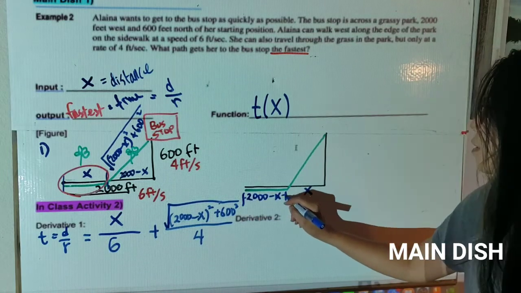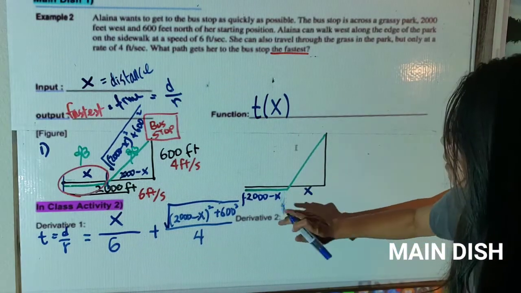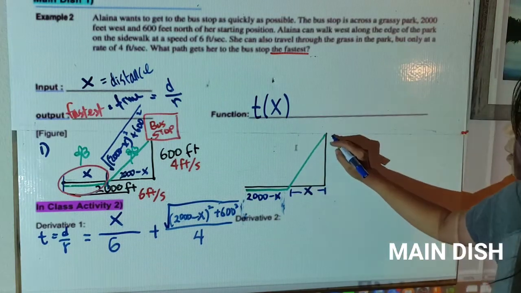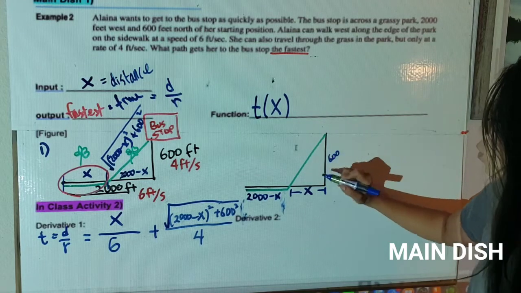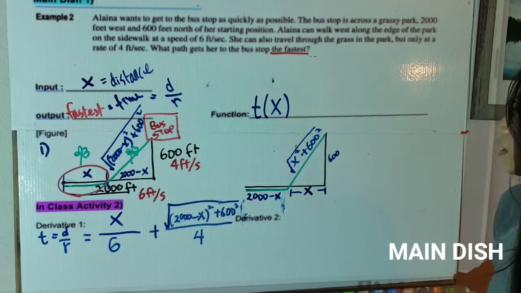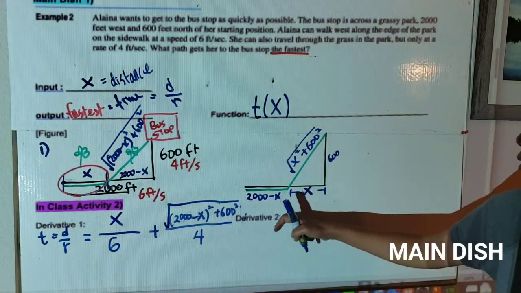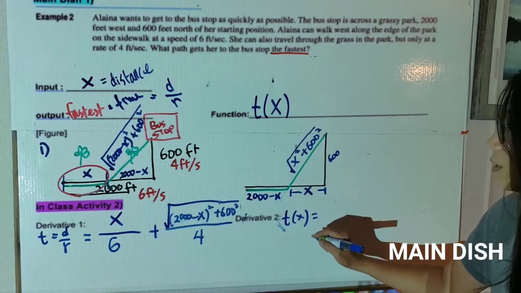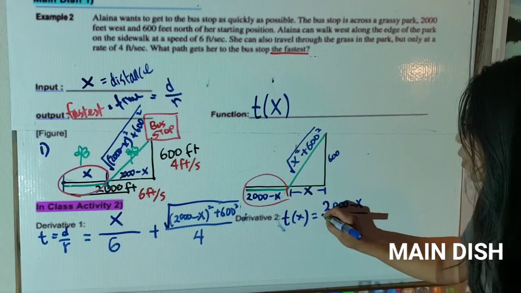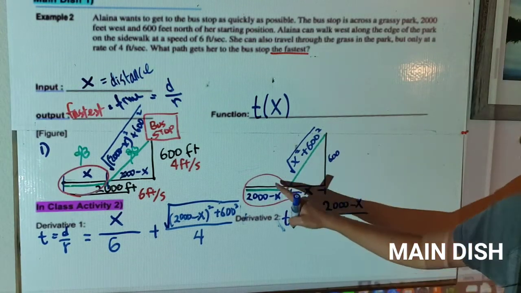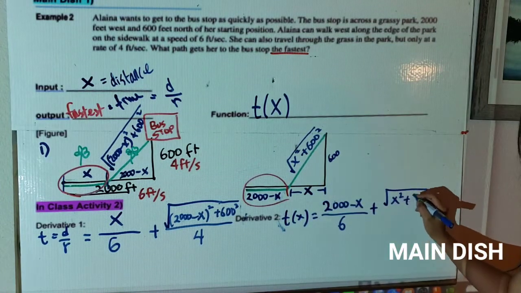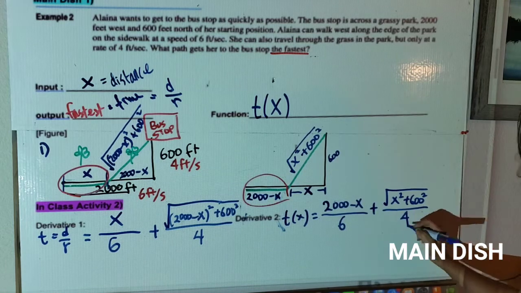And here to here, very confusing. If I set this as x, this length is going to be the same as 600. So the diagonal distance will be the square root of x squared plus 600 squared. Then I want to find the equation. T of x will be, again, the distance of this one is 2000 minus x over rate of 6, which gives me the time it takes walking here, plus crossing the field, which will be square root of x squared plus 600 squared over 4.